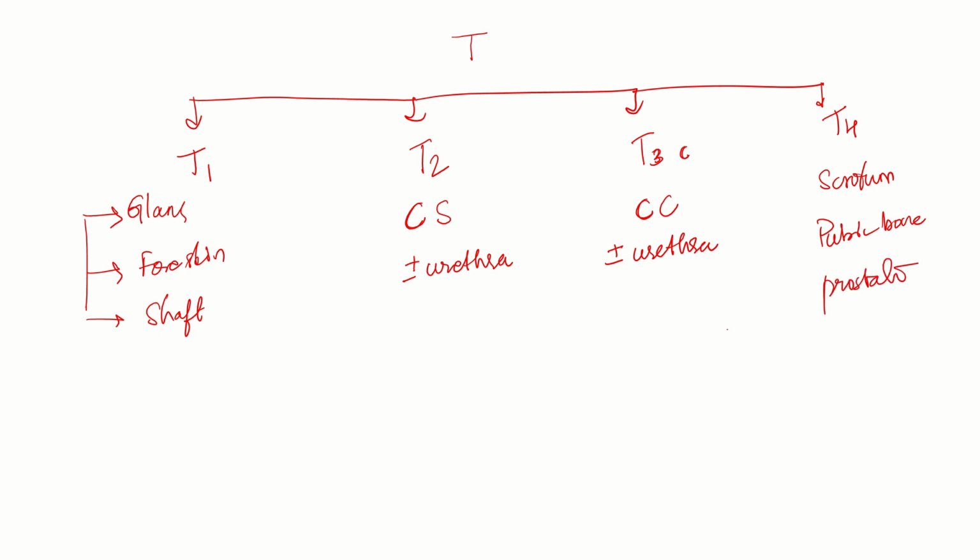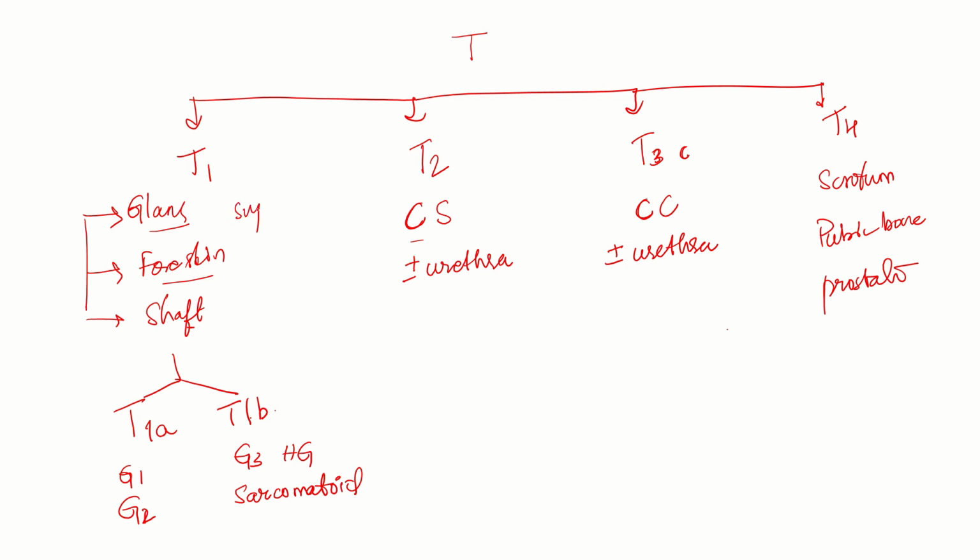In T1, again, it can be either T1a or T1b. T1a is low-grade tumors, grade 1 and grade 2. T1b is grade 3 tumors, that is high grade, which also includes the sarcomatoid variant. So basically, in T1, it is involvement of glans, foreskin, or shaft without the involvement of corpus spongiosum or corpus cavernosum. So it is usually limited to the superficial fascia, skin.